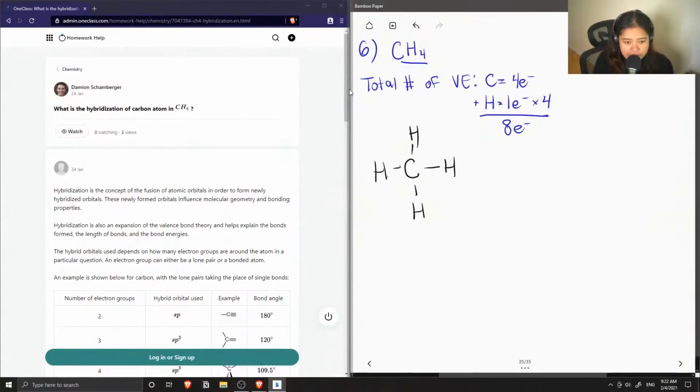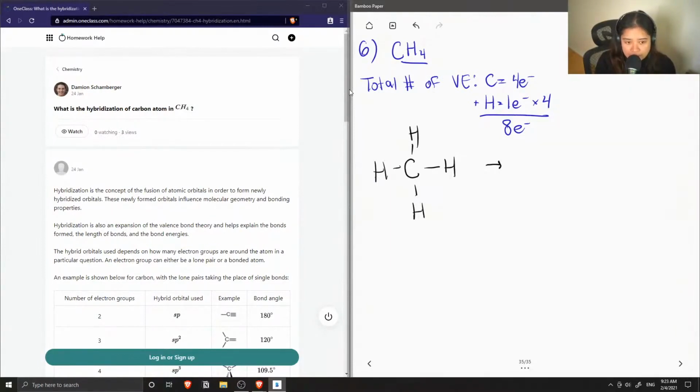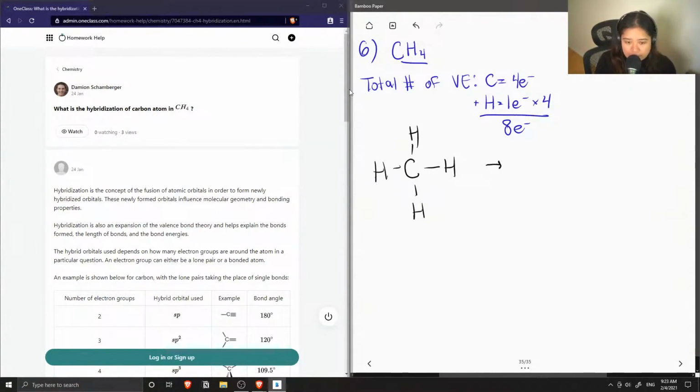So now we need to find out carbon's hybridization. So there are 2 ways that we can do so. So the first is by using the VSEPR theory, which we can use a VSEPR theory chart that summarizes the hybridization and the molecular shape and electron geometry. So if we analyze the carbon, there are 0 lone pairs and 4 bonded atoms.